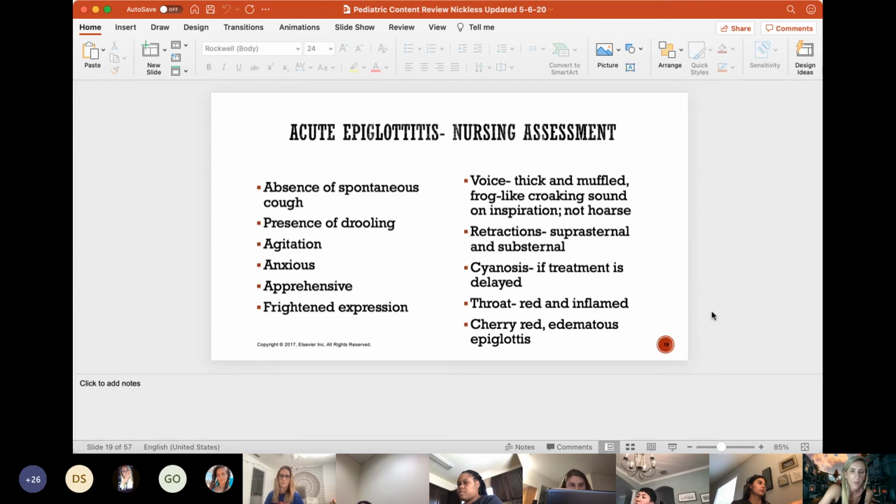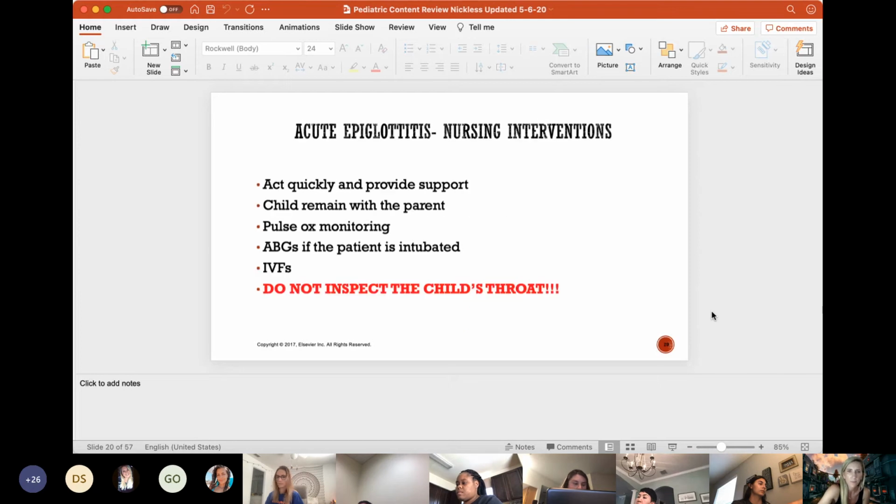All righty. So like we said, agitation, anxiousness, frightened expression, drooling. They do have this kind of weird sounding voice. You can hear that barking cough. And everything's going to be red and inflamed. They're going to have increased work of breathing. So keep them calm, put them on pulse ox. Remember, cheap and easy. Very, very easy. If they did get intubated or trach, then obviously we're going to do ABGs and IV fluids. Once we get them stabilized, that's when we can start x-rays and our exam.